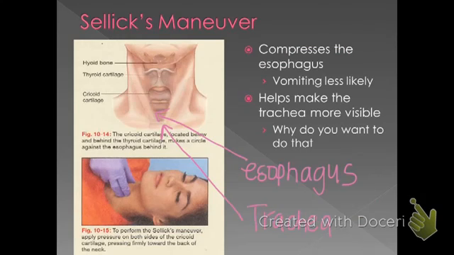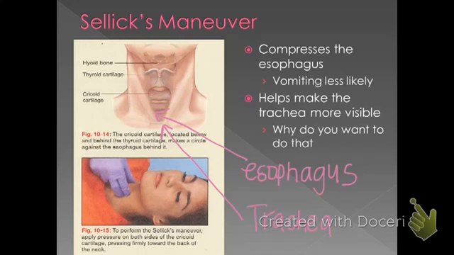So one technique that you may be asked to perform in an emergency situation is Sellick maneuver. Sellick maneuver has two purposes really. The first one is that it's going to compress the esophagus so that it is less likely that vomiting is going to occur. Then it also helps make the trachea more visible to the advanced provider, so the EMT or the paramedic who's attempting to put in some type of intubation, right? So some type of tubing into the throat to actually open up the airway a little bit more.